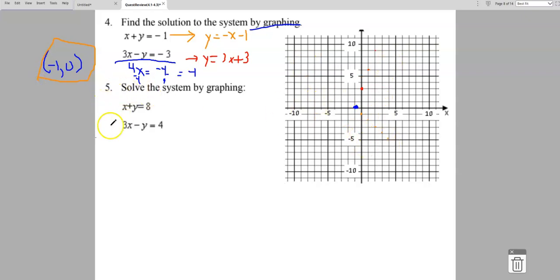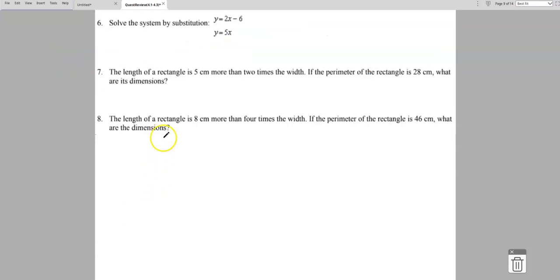Again, number 5 is the exact same thing, so I'm going to skip that problem, but you do the problem the same way. 6 says solve by substitution. Remember, if they give it to you in y equals mx plus b, then all you have to do is take this and set it equal to that, because they both equal y, which means they both equal one another. So all you have to do is take 2x minus 6, set that equal to 5x.